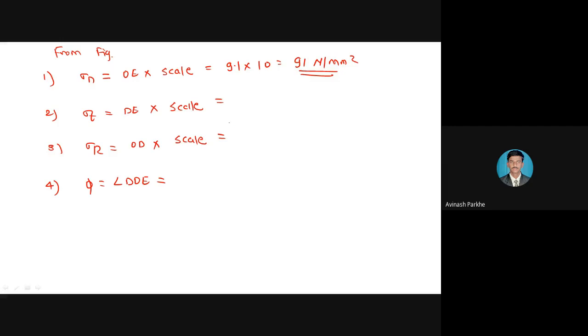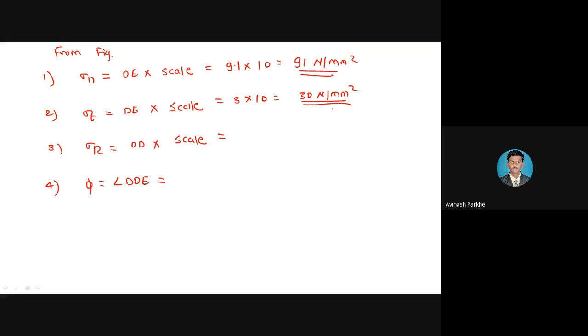Then DE distance. What is the DE distance? Vertical distance to calculate the sigma T. Yes, 3. DE distance 3.1, again 3. So maximum I hope 3 centimeter is the maximum you will get. So I will take DE distance 3 into 10 is equal to 30 Newton per mm square. So do the calculation and write down the final answers.